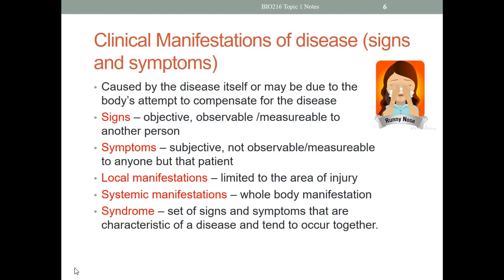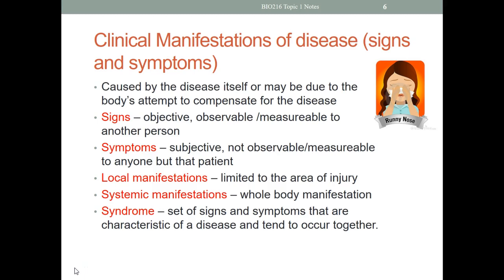These can be caused by the disease itself, or they could be due to the body's attempt to compensate for the disease. Signs are objective, and they can be observable or measurable to another person. For instance, a fever is a sign. A symptom is subjective. It's not observable or measurable to anyone but the patient. For instance, a headache or a stomach ache would be a symptom.